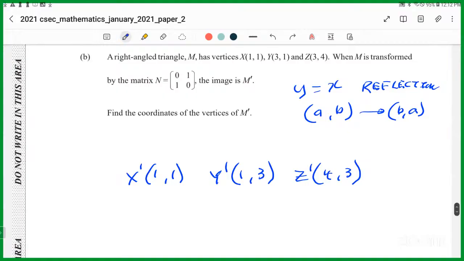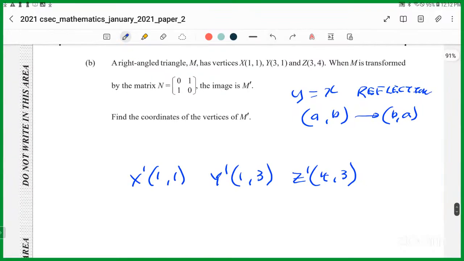Coordinates of the vertices of triangle M prime, the image of M. These are the points on the triangle M. So the points on triangle M prime are these. That's it. Are you okay with that? Are you good? Yes, sir.